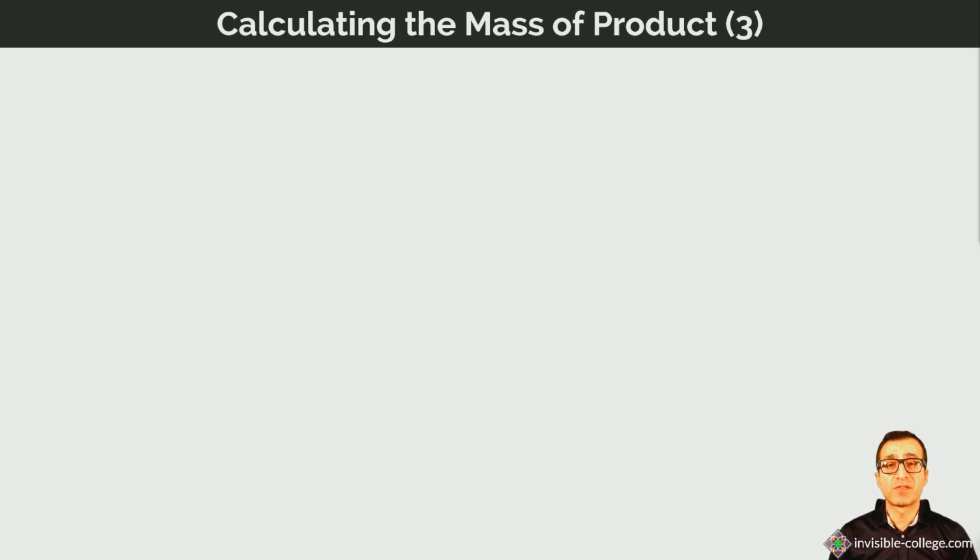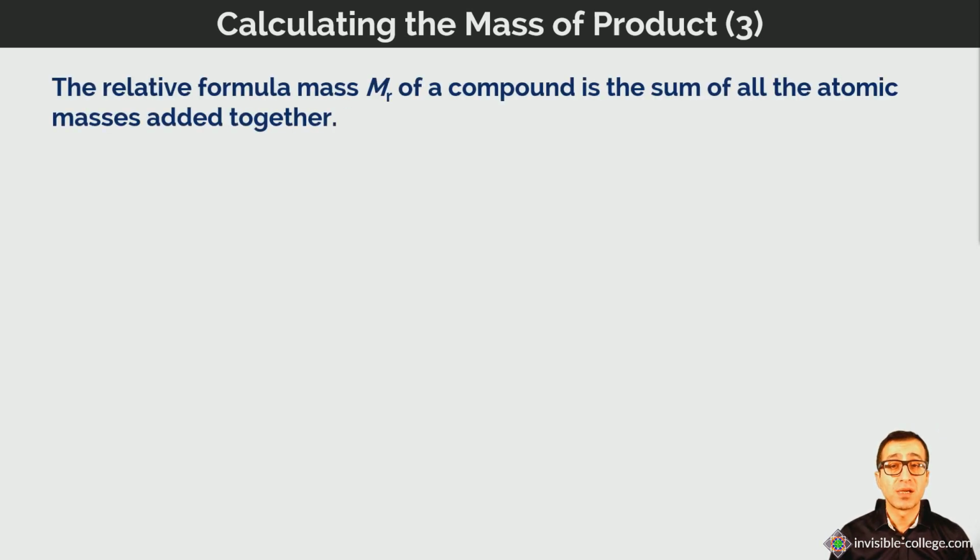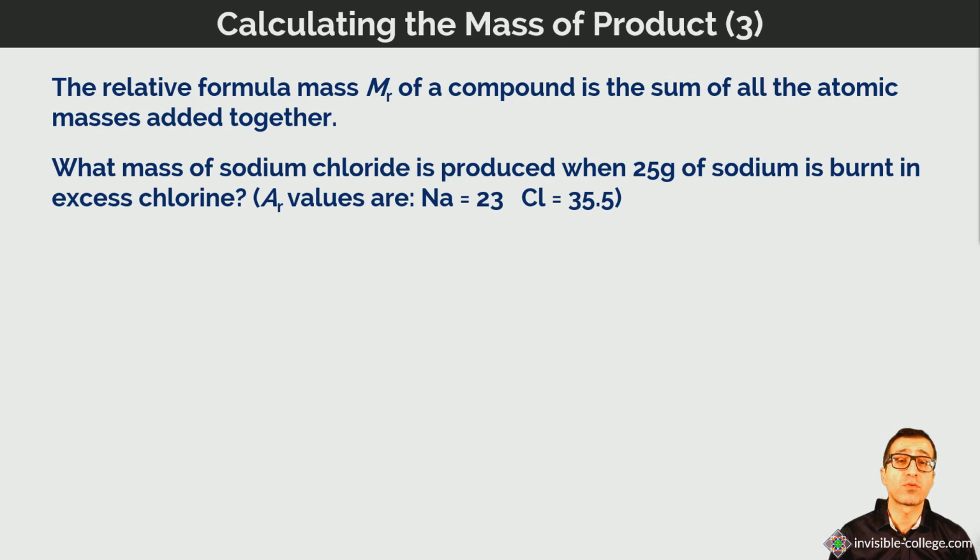When you're calculating the mass of products, remember that the relative formula mass of a compound is the sum of all of the relative atomic masses of all the atoms in that compound added together. So what mass of sodium chloride is produced when 25 grams of sodium is burned in excess chlorine? So again, I'm going to pause here and let you have a go at this one. You have the relative atomic mass values of sodium and chlorine here. Have a go at this one and see what you can come up with.